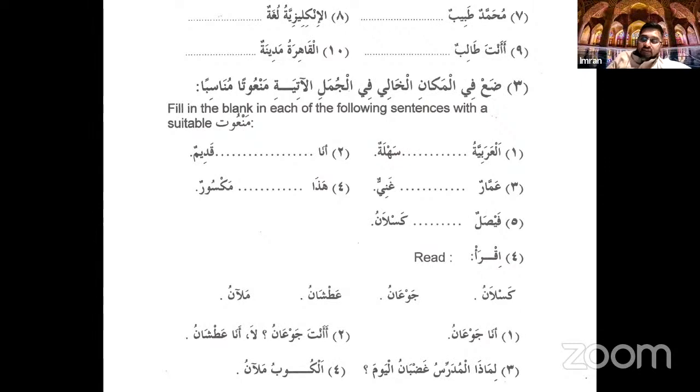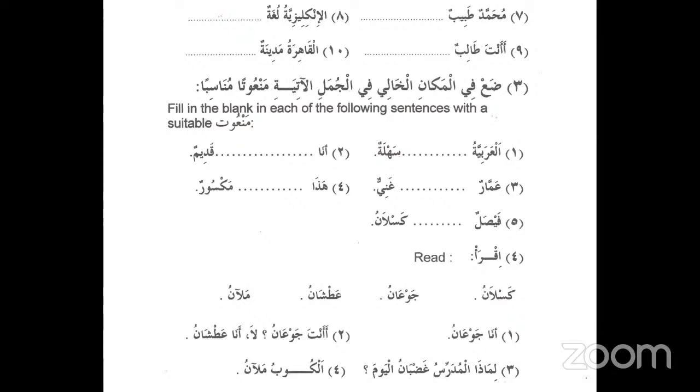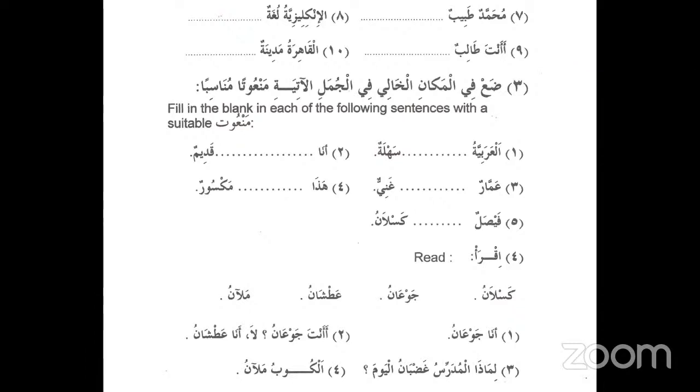Exactly. Sister Gulshan, number 3. Ammar is a rich merchant. Ammarun tajirun ganiyun. Excellent. Sister Shahida, number 4. هذا. This is a broken pen. هذا القلم مكسور. هذا قلم مكسور. This is a broken pen.